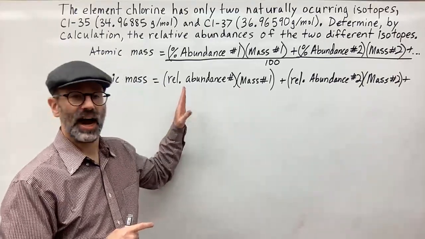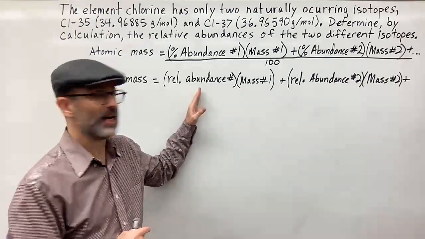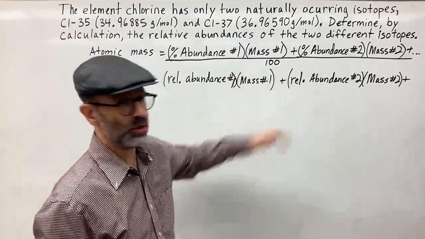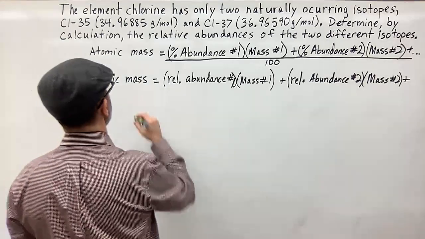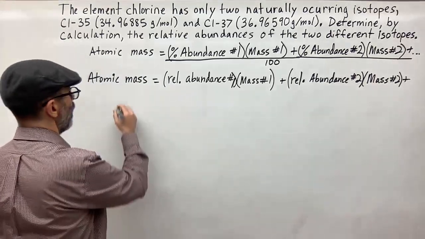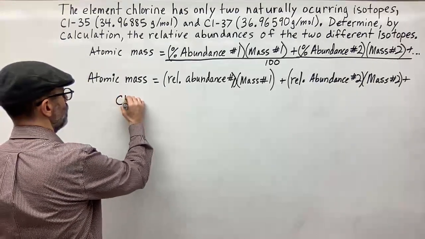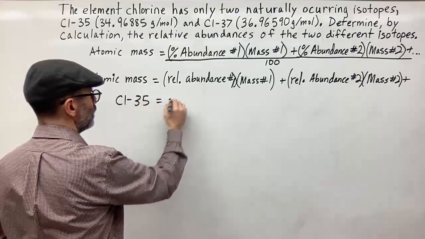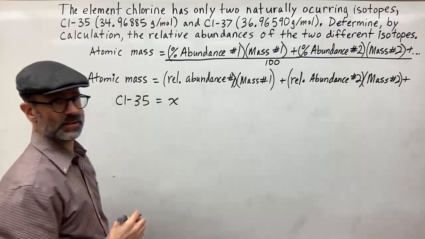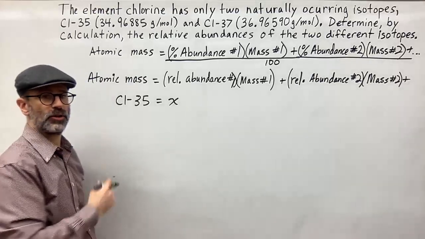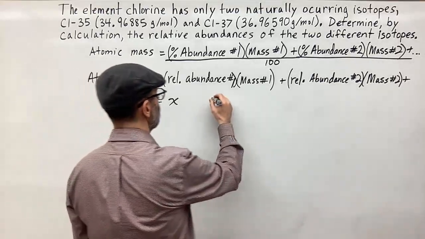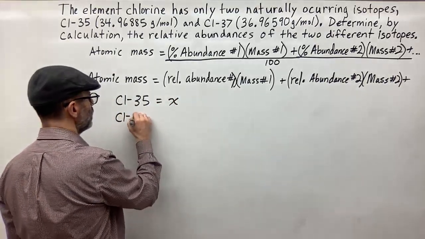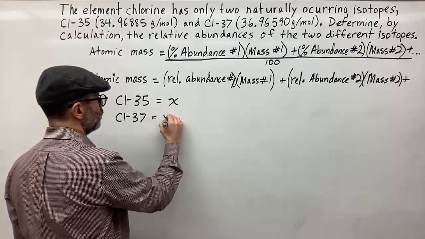In this case, I only have 2 isotopes. Isotope number 1, I forgot to put the 1 there, and isotope number 2. So what we're going to do is say chlorine 35, we're going to call that the relative abundance X. So the relative abundance of chlorine 35 is X, and we'll call the relative abundance of chlorine 37 Y.